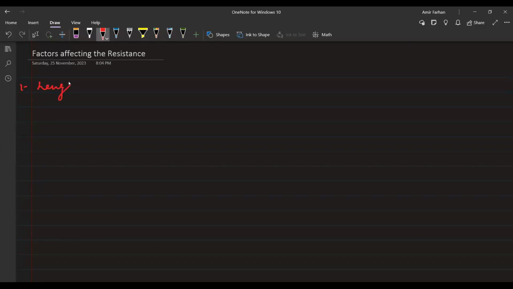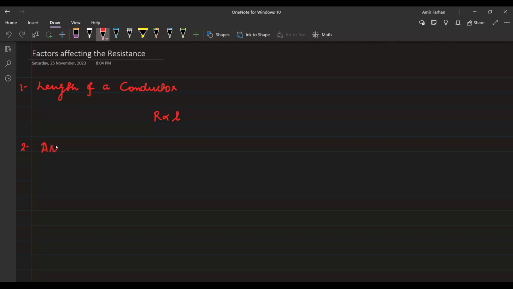length of a conductor. Clear? R is directly proportional to L. It means that if you increase the value of length, suppose you have 1 meter of wire in a circuit, and now you have replaced that wire with a 2 meter wire. What will happen? Your resistance will increase. Clear? Why? Because resistance depends on the length of the wire. Clear? Yes, sir. Okay.